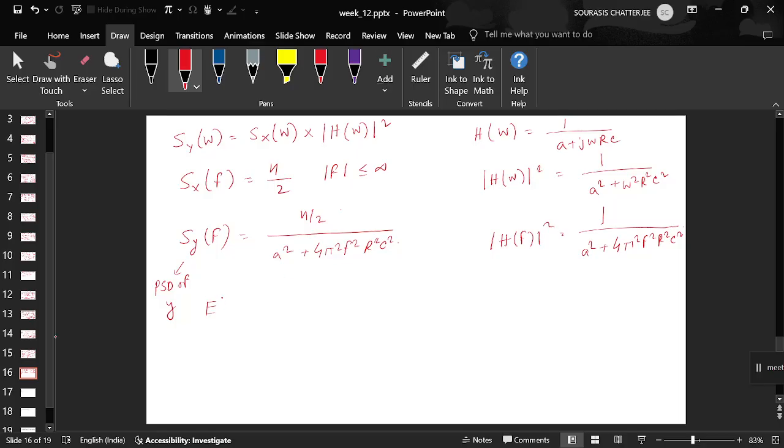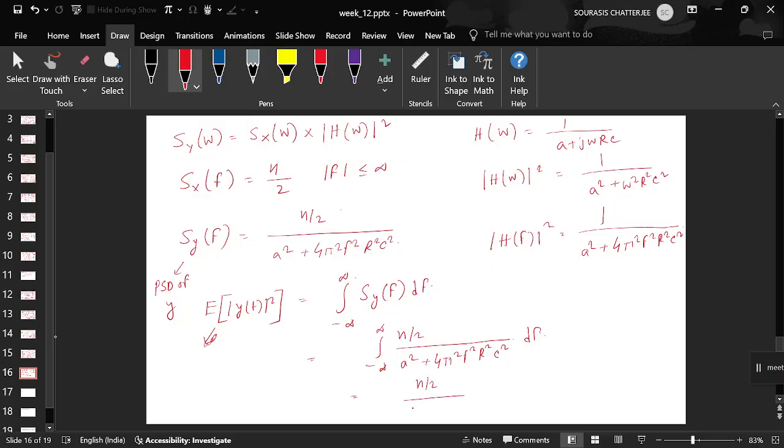Now what is the energy of y here? Sorry, this is the power of y, and it is given as the power spectral density integrated over the whole spectrum, minus infinity to infinity. So let us try to find its value. This is the integral from minus infinity to infinity of eta over 2 over 1 plus 4 pi squared f squared R squared C squared df. This we can write by taking common 4 pi squared R squared C squared, so eta over 2 divided by 4 pi squared R squared C squared, times the integral from minus infinity to infinity of 1 over (1 over 2 pi RC) whole squared plus f squared df.